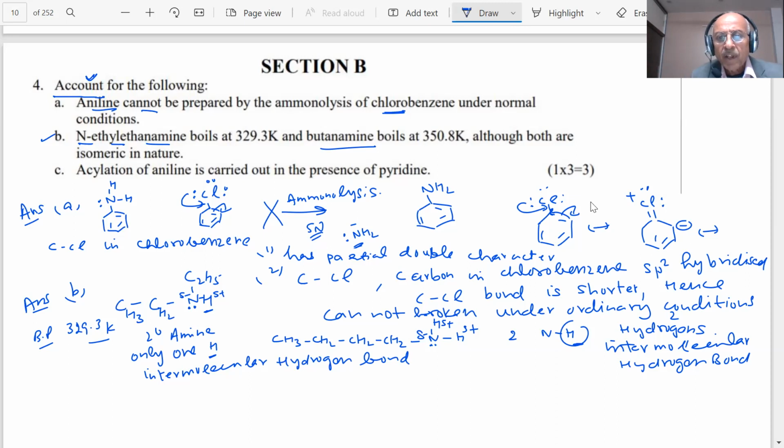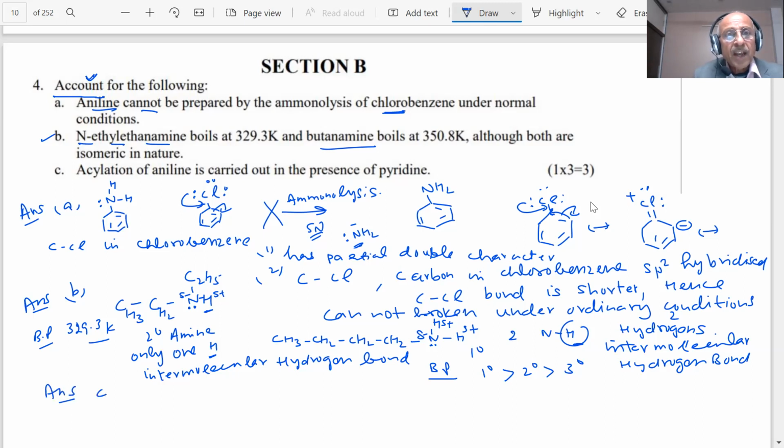This is 1 degree amine. This is more 1 degree amine. So you already know the boiling points of amines. 1 degree amine has higher boiling point than 2 degree, 2 degree more than 3. Therefore, butanamine has a higher boiling point than N-ethyl amine because there is more extensive intermolecular hydrogen bonding in butanamine, because there are two hydrogens which can form hydrogen bonds. Here you have only one hydrogen which can form hydrogen bonds. So we have to write this, student, it is descriptive. You have to try to understand everything and then answer the question.